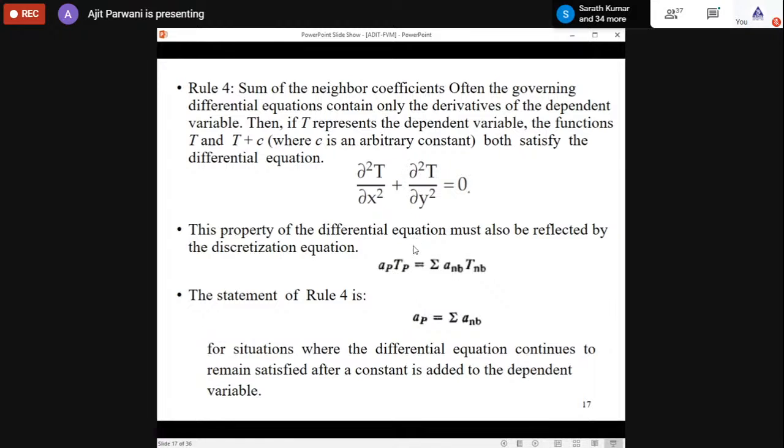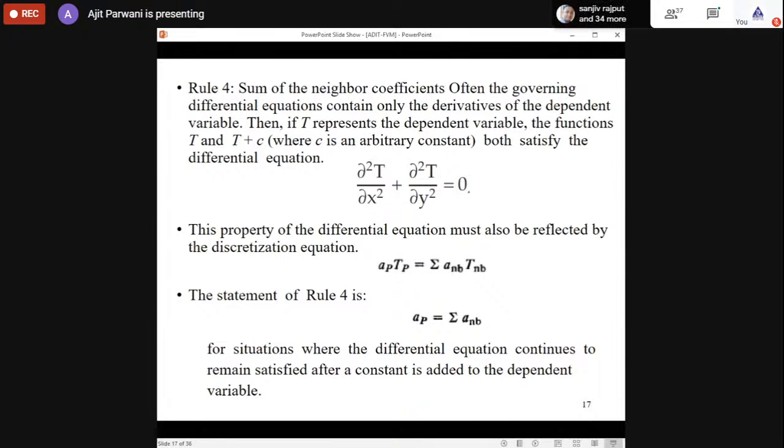So if both these equations are the same, then if T satisfies this equation and T plus C satisfies this equation, then T and T plus C should satisfy this equation also. What does it mean? Suppose T is satisfying this equation, and if I increase the value of T by some arbitrary constant value C, then T plus C also satisfies this equation. So in this equation, T and T plus C both are satisfying, and in the discretized equation, T and T plus C should also satisfy.